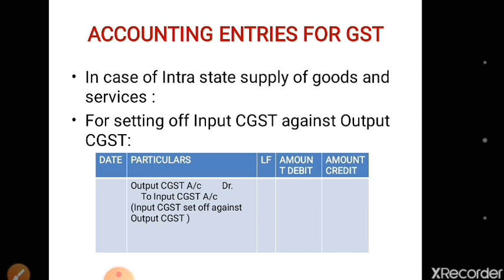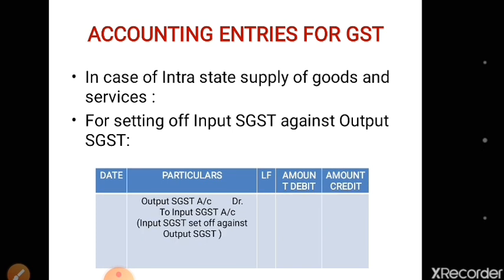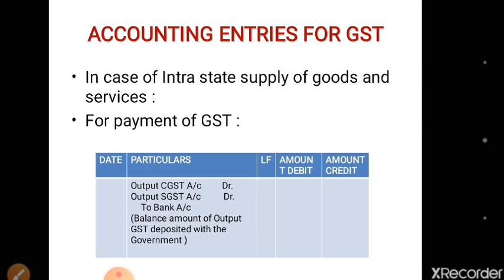In case of intrastate supply of goods and services, for setting off input CGST against output CGST: output CGST is being received by us, so output CGST will be debited and input CGST will be credited, and input CGST will be set off against this output CGST. Similarly, output SGST, that is state level GST, will be set off. The input state level GST will be set off against the output state level GST. Now, the balance of output CGST and output SGST will be paid to bank, will be paid to government.